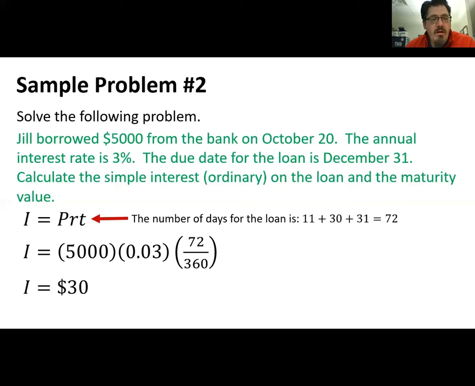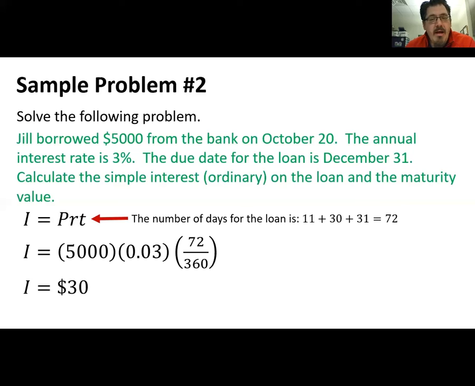So the loan accrues 30%, or excuse me, $30 in interest. And you might be like, well, that's kind of low. And it does make sense because the number of days is relatively short that Jill has borrowed the money. All right. So the amount of interest is $30.